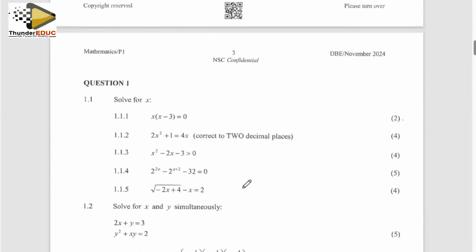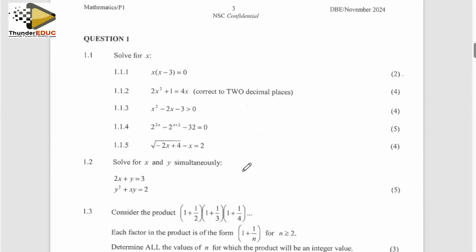All right. So question number 1, as usual, is algebra. And in 1.1, they want us to solve for x. So what we can see is that in 1.1.1, we have a dot product, or vectors. So x multiplied by x minus 3 is equal to 0. So in this case, either x is 0, or the entire bracket x minus 3 is equal to 0. When we solve this, x must give us a positive 3. So x is 0, and x is a positive 3. Those are the two answers for 1.1.1.